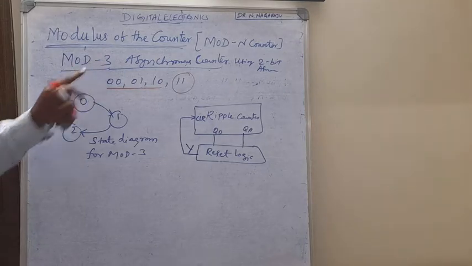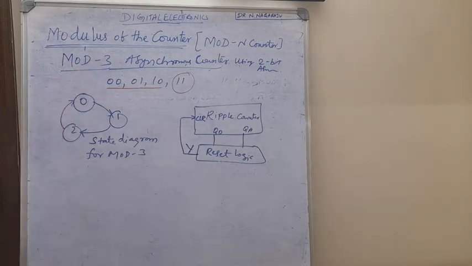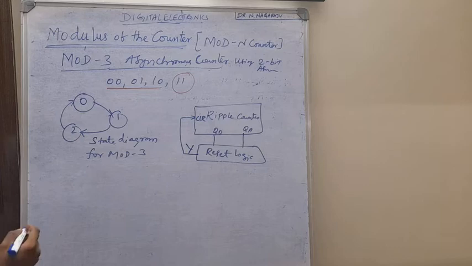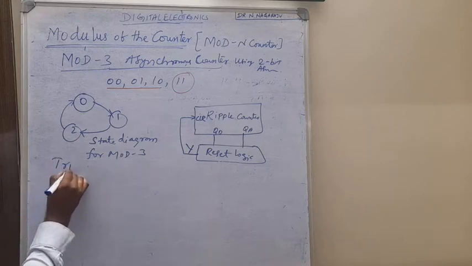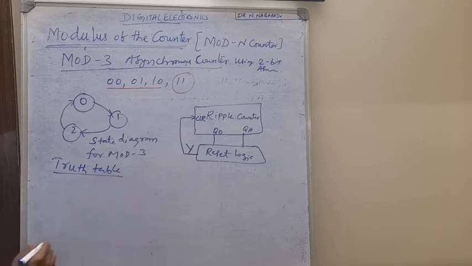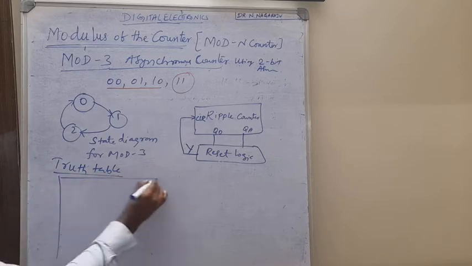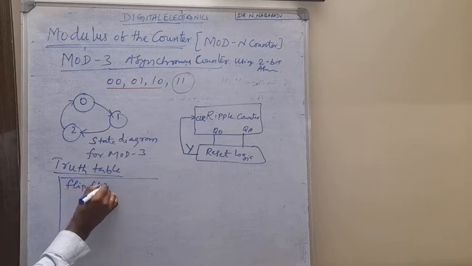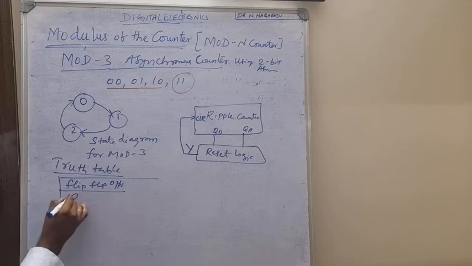So the simple logic is: mod 3 indicates the number of states. Mod n, that n indicates the number of states. This is very, very important, you have to remember. So this is the basic diagram. Now I am going to construct the truth table for the reset logic. I am going to use the flip-flop outputs. What are the flip-flop outputs here? For 2 bits, QB and QA.